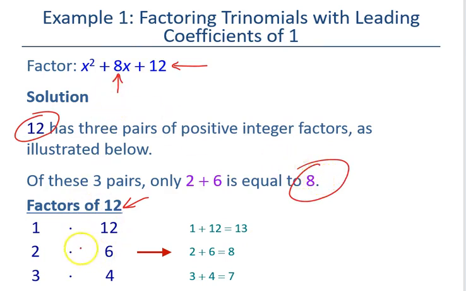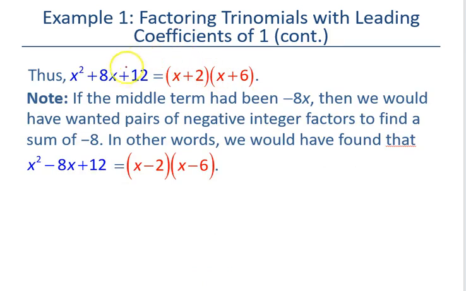Okay, so notice we have factors of 12. 1 times 12, 2 times 6. Notice it's got a 2 and a 6. 2 plus 6 is 8. Okay, when we come to the next page, this is how this works. Since we've got this x squared and we got a leading coefficient of 1, you can only do this when you have a leading coefficient of 1, okay?